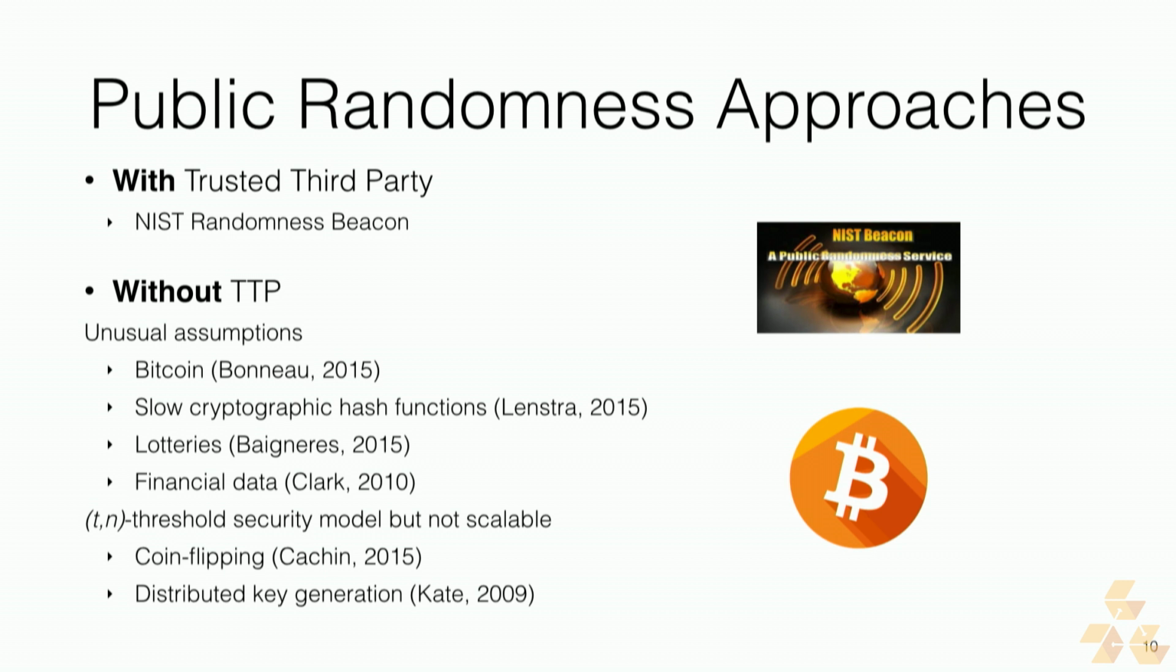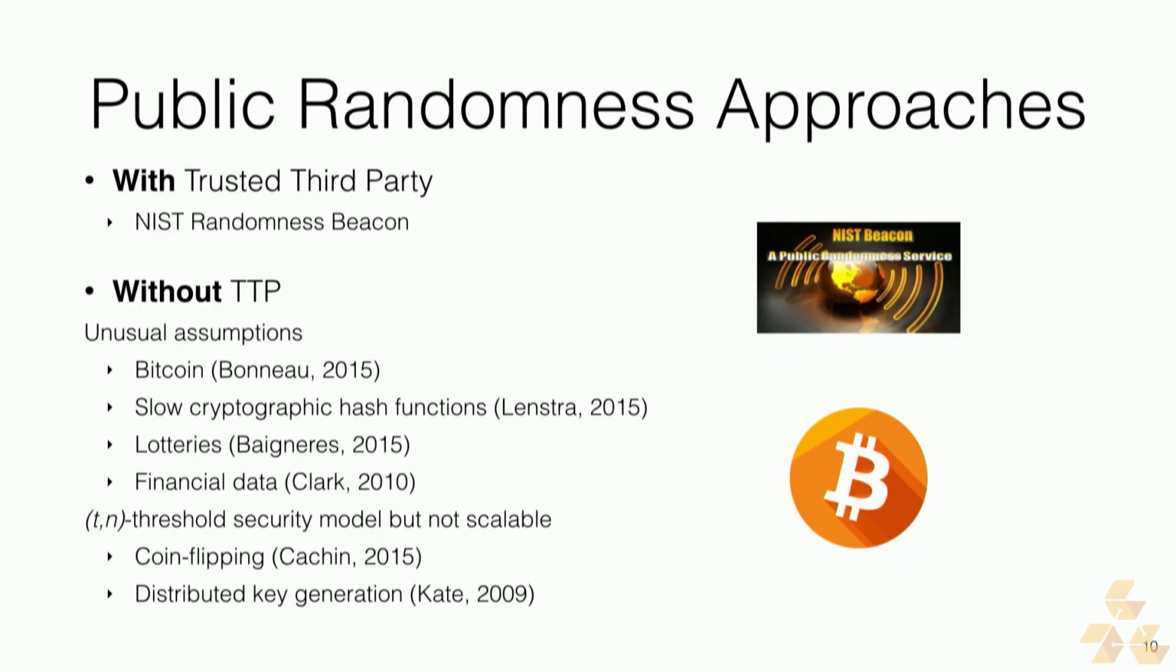One category is where you rely on a trusted third party, and the NIST randomness beacon is one example of that, right? You have to trust NIST that they are generating the randomness in a benign way and that they are not cheating. But that is not what we are trying to do here. We want to go without a trusted third party.